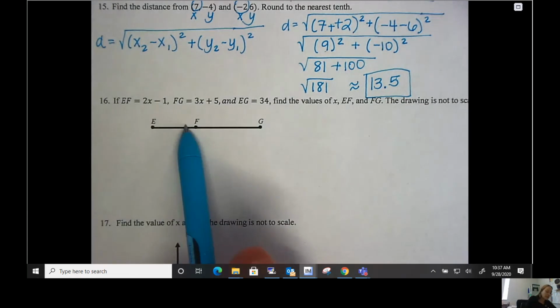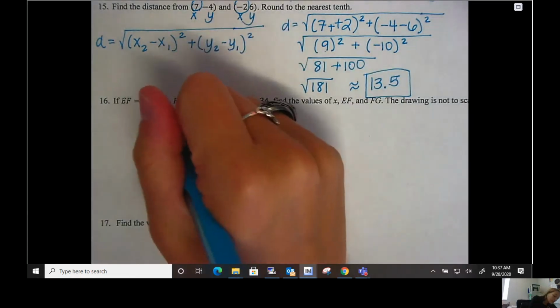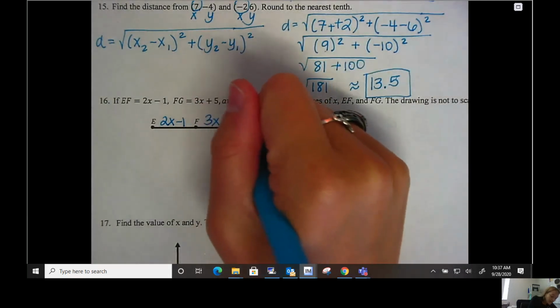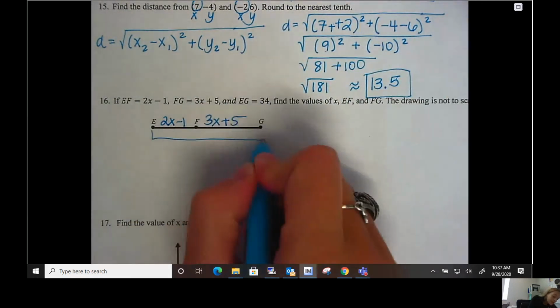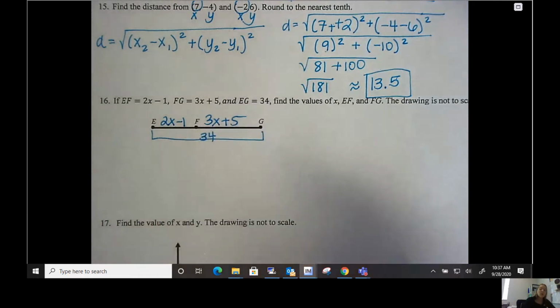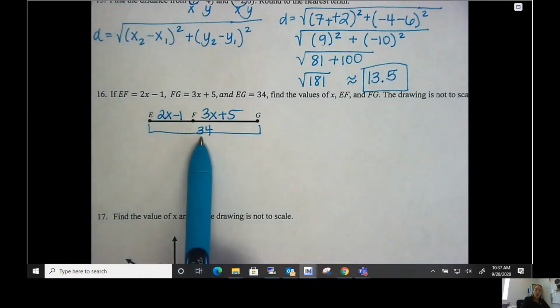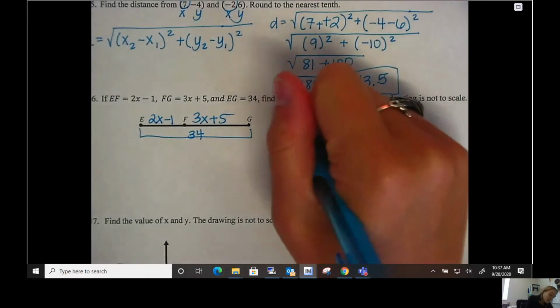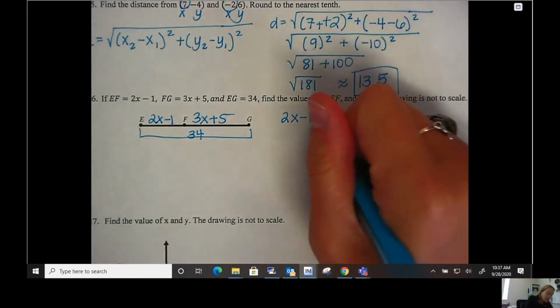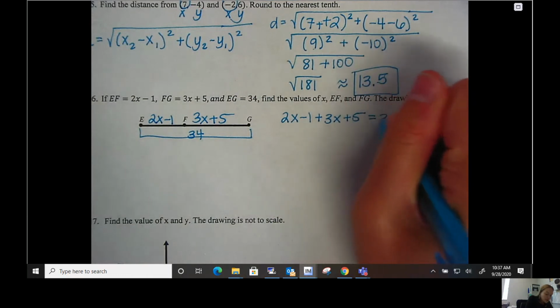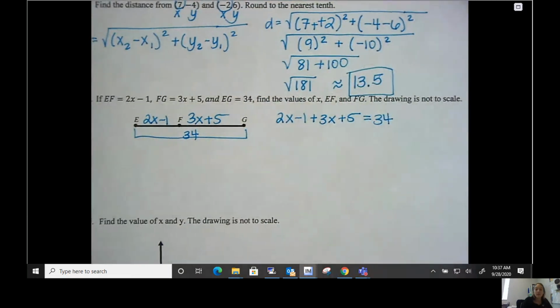I'm going to label my picture here. EF is 2x minus 1. FG is 3x plus 5. The whole thing is 34. So I want to write an equation that says this piece plus this piece equals the whole. So 2x minus 1 plus 3x plus 5 equals 34.